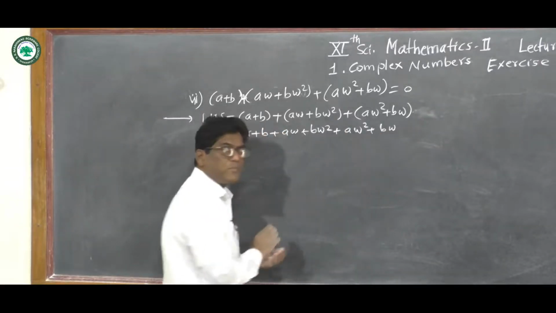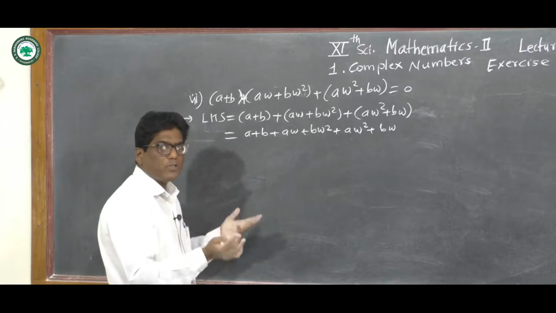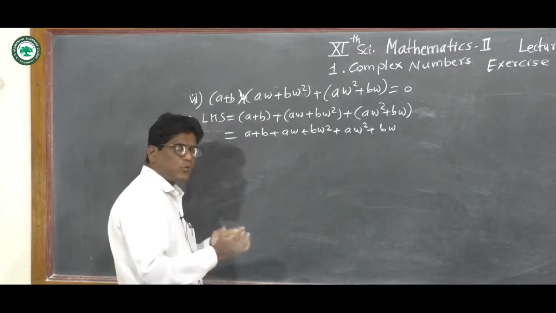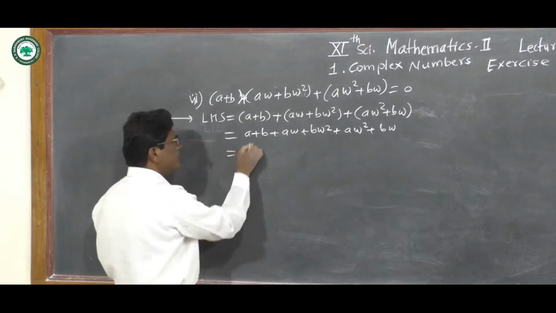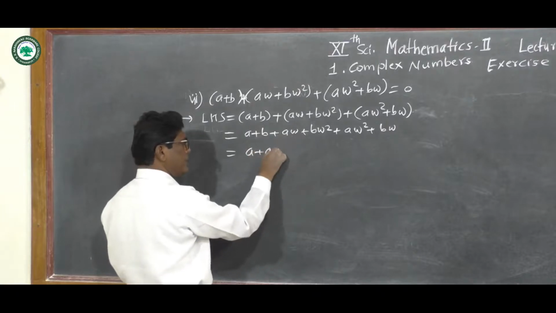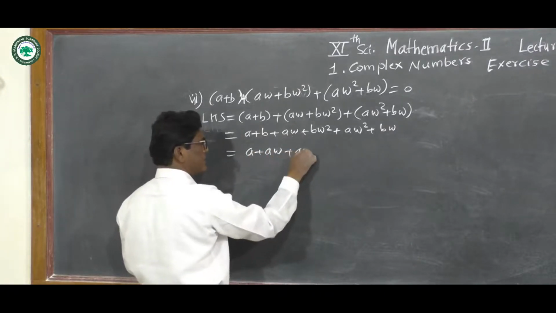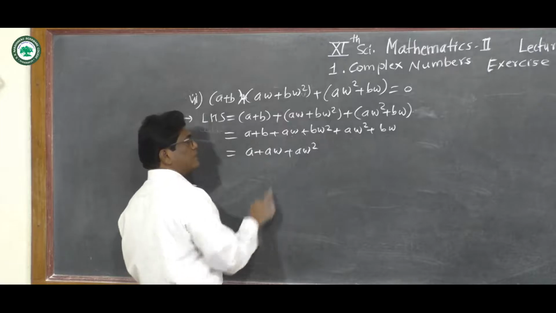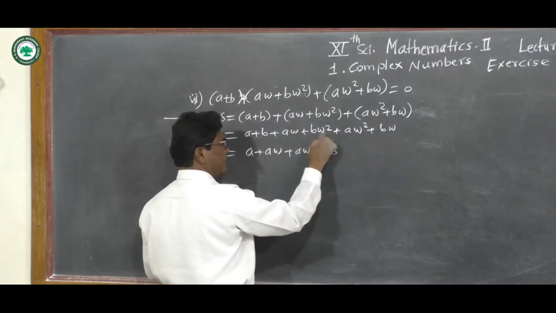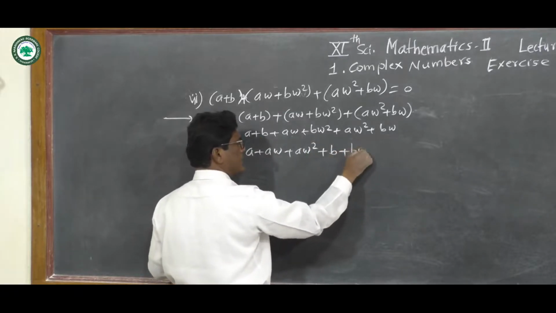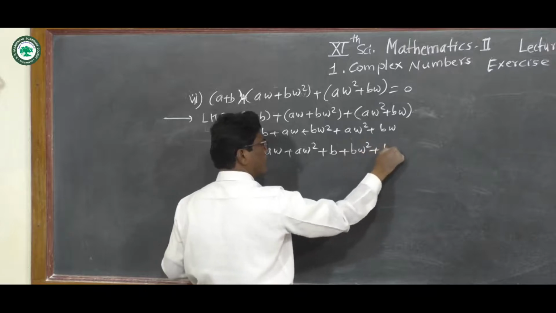A omega square plus B omega. We remove all the round brackets. Now collect the terms of A: here A, plus here A omega, plus here A omega square. Now collect the terms of B: here B, plus B, here plus B omega square, and here plus B omega.